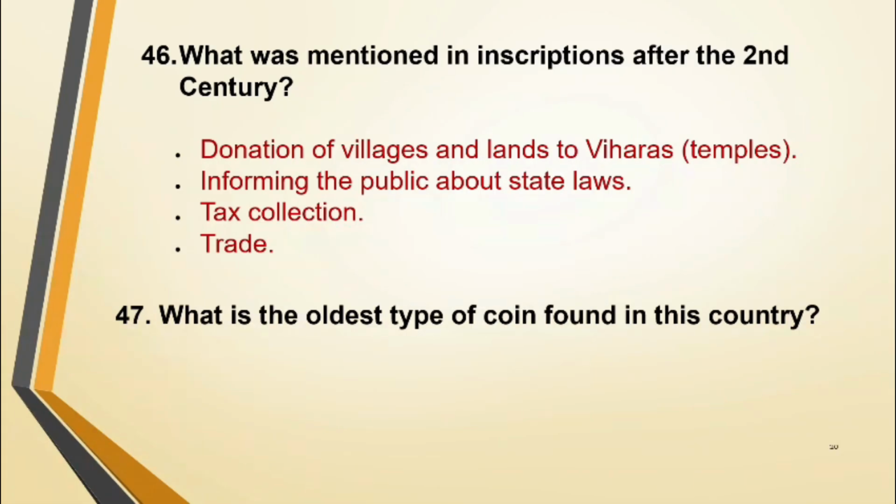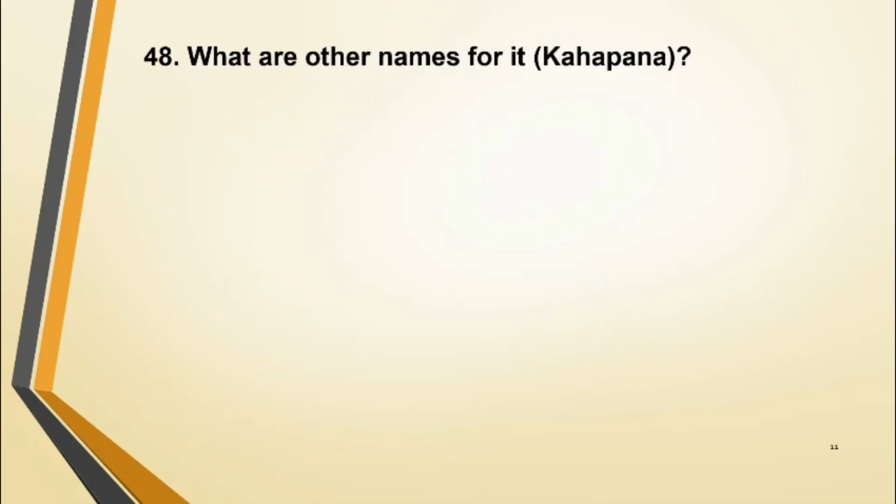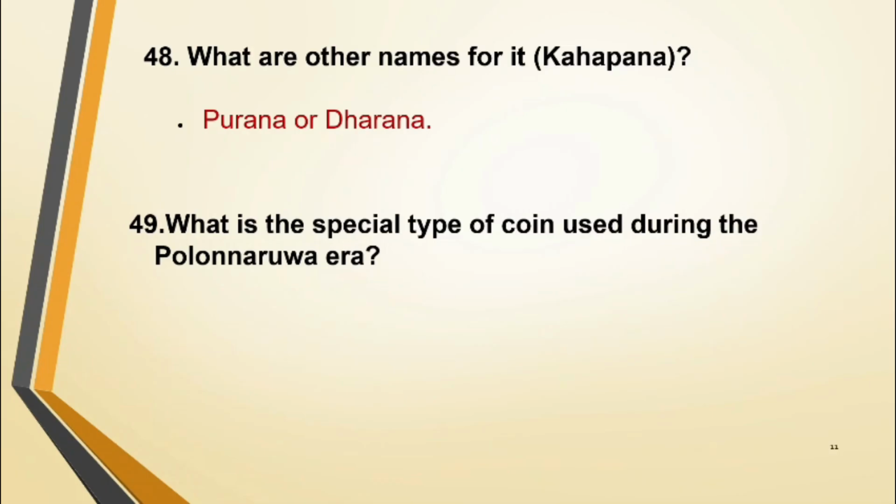Next one, what is the oldest type of coin found in this country? That is called kahapana. That is like punch marked coins, kahapana, and you can see the picture in the textbook. Question number 48, what are other names for kahapana? What other names can be used? That is called purana or dharana. Purana or dharana. Question number 49, what is the special type of coin used during the Polonnaru era? That is copper massa. In Sinhala that is called thamba massa, copper massa, right?